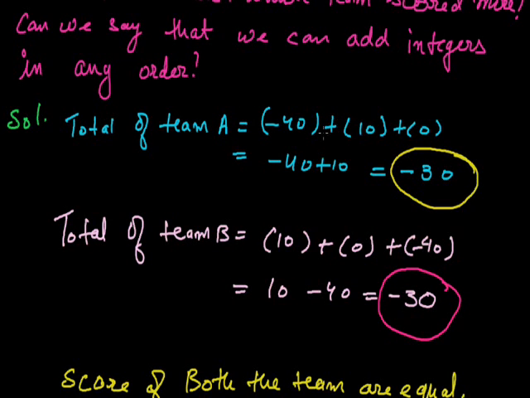Yes, you can see here in the first part we have written 40 first, then 10, then 0, and the total is -30. The same integers are written but in a different order in the score of team B, but their total is again -30. So we can say that we can add integers in any order. This property is known as the associative property of addition.